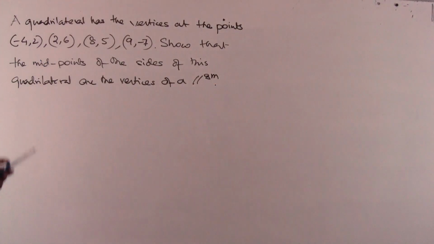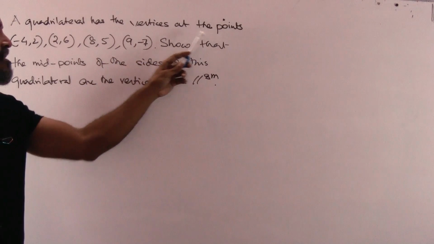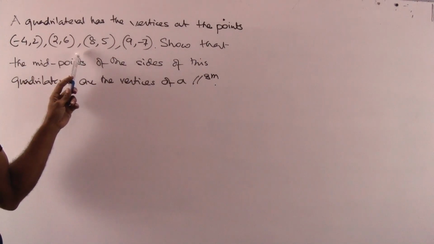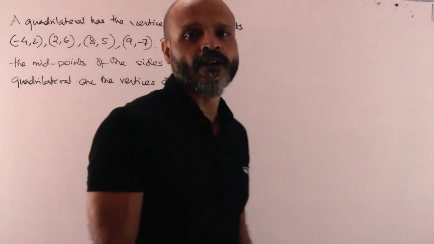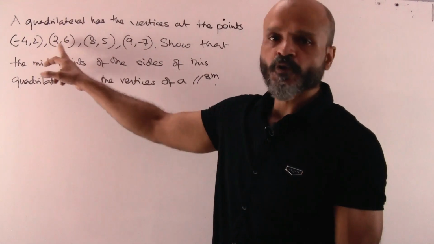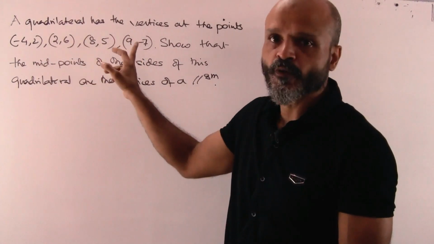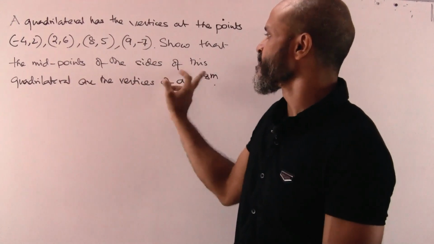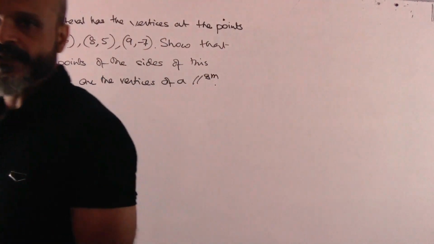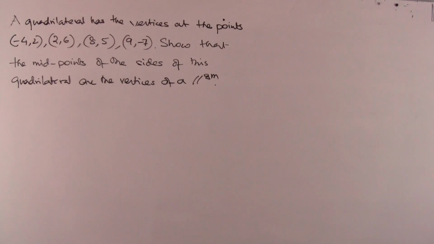Okay, so here we have another question. A quadrilateral has the vertices at the points minus 4, 2; 2, 6; 8, 5; and 9, minus 7. So these are the 4 points. Show that the midpoints of the sides of this quadrilateral are the vertices of a parallelogram. Try it out. If not, then I will do it.